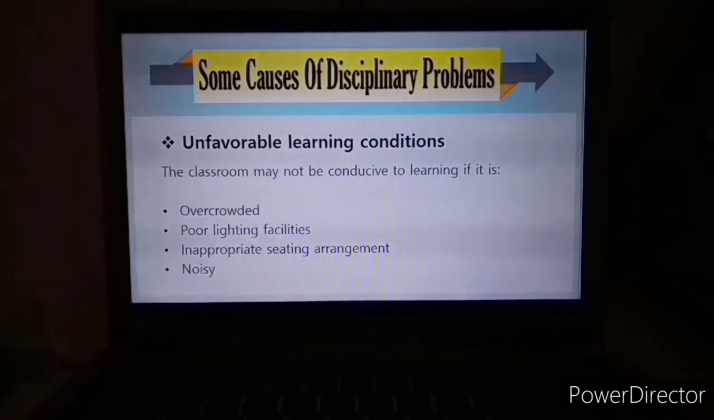Third is inappropriate seating arrangement. Due to inappropriate seating arrangement, distraction may easily occur. Last is noise. The effects of noise can hamper the learning opportunities for learners.